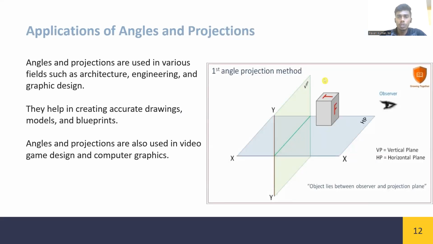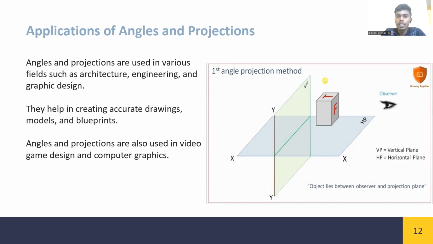Applications of angles and projections. Angles and projections are used in various fields such as architecture, engineering, and graphic design. They help in creating accurate drawings, models, and blueprints. Angles and projections are also used in video gaming, design, and computer graphics.